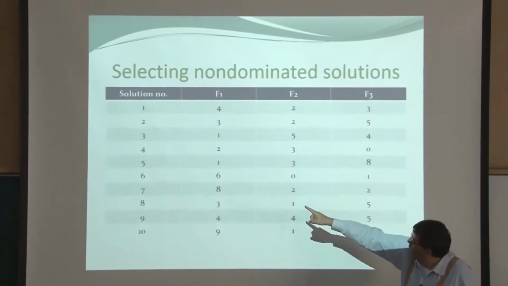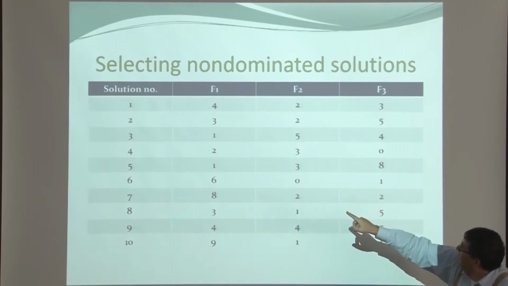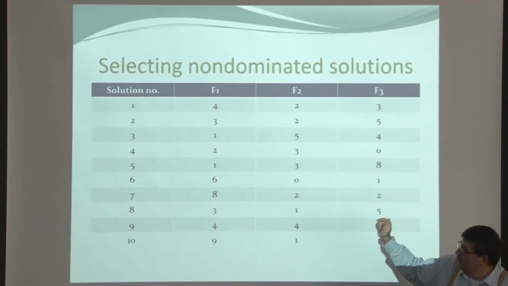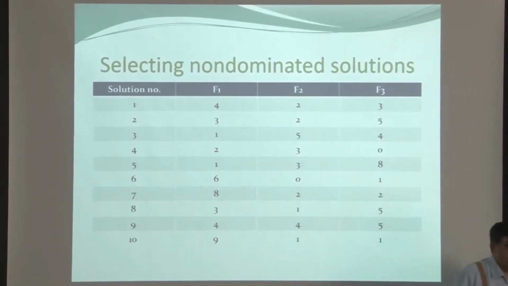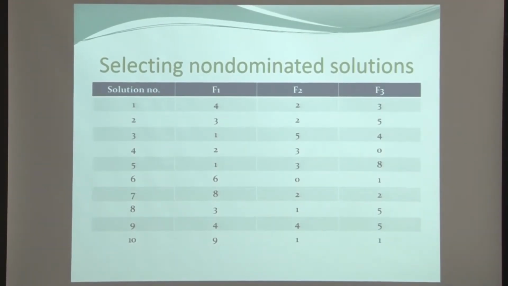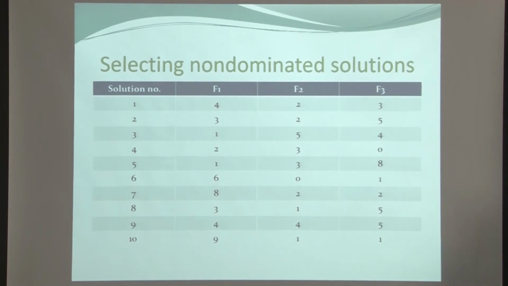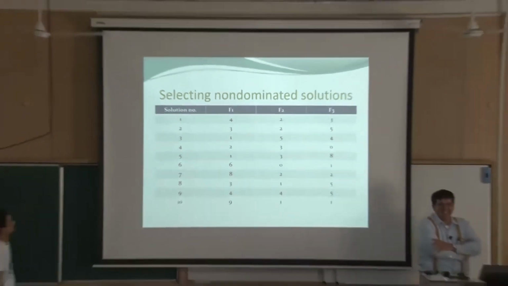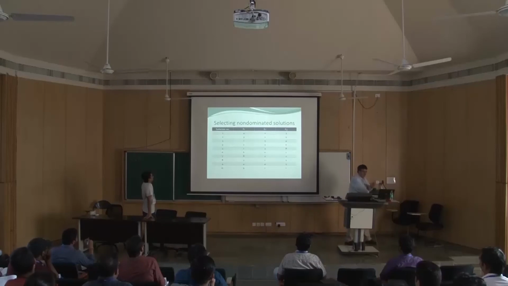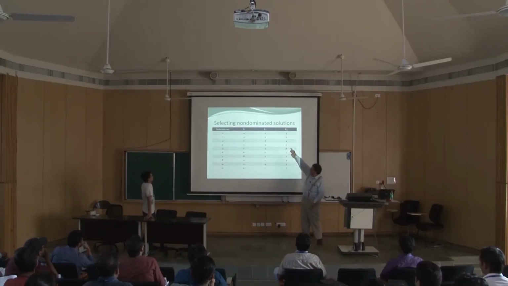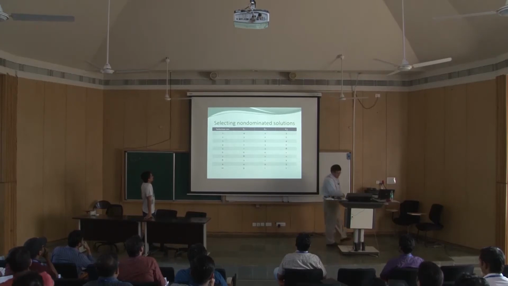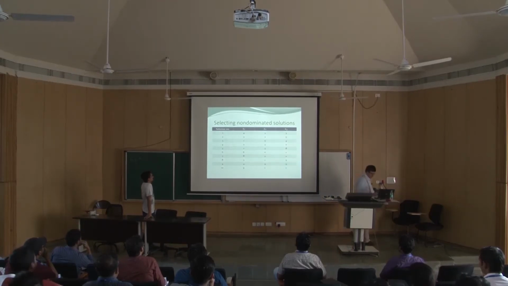So we move to solution 4. Does solution 4 dominate solution 1? No. Okay, keep going. No, because 3 is greater than 2, right? So keep moving, and tell me if any of the other solutions, until you reach 10, dominate solution 1. None of them.